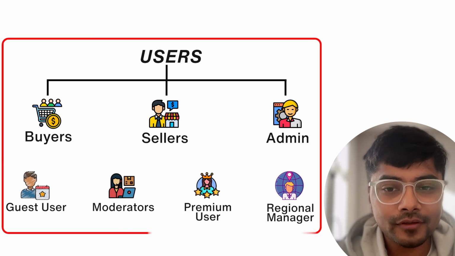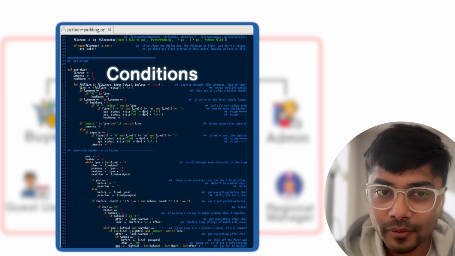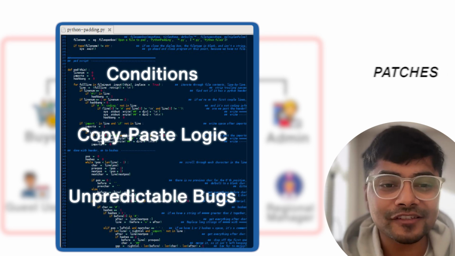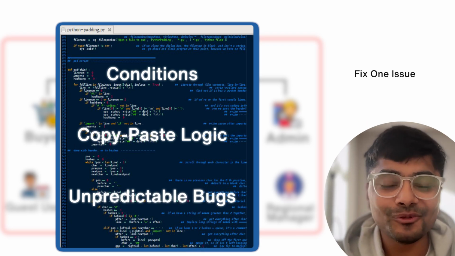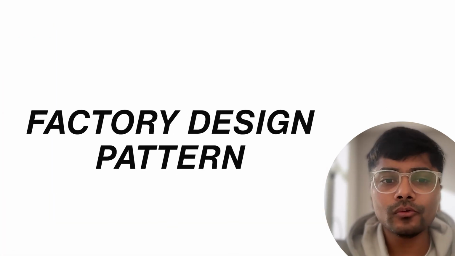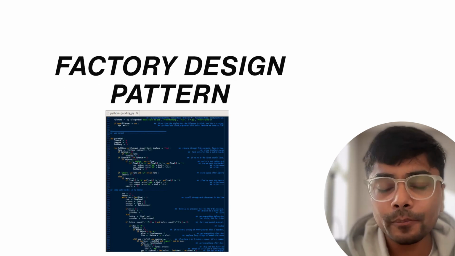Suddenly, my code base was full of conditions, copy paste logic, and unpredictable bugs. It was like adding patches to a leaky boat. Fix one issue and two more pop up. So that's when my teammate introduced me to the factory design pattern. And let me tell you, it completely changed how I approach the problem.